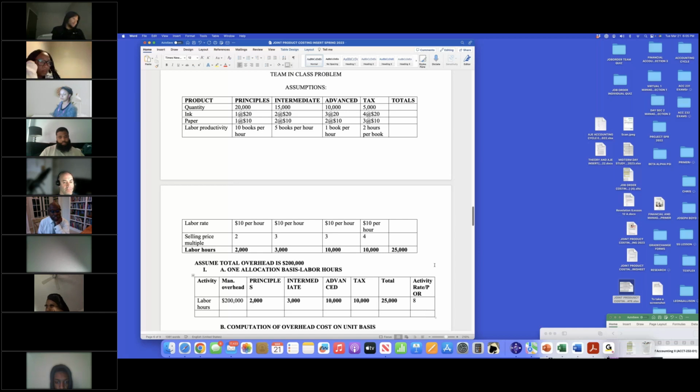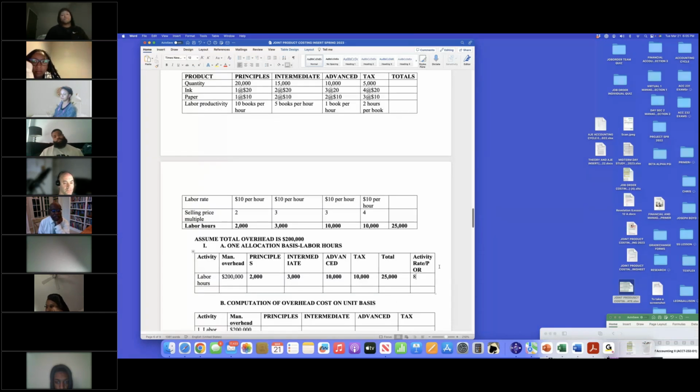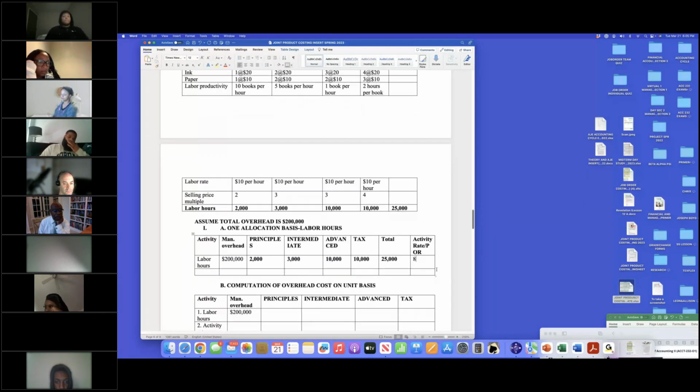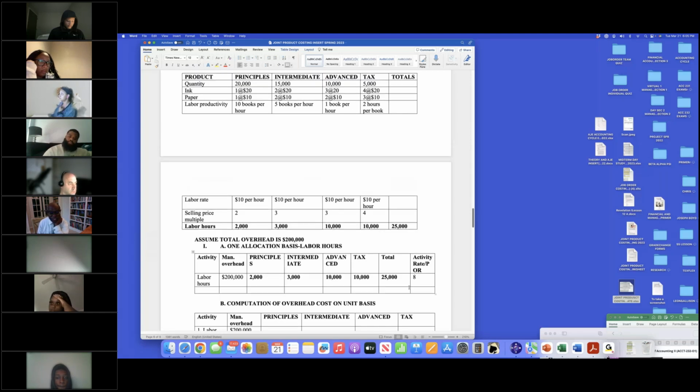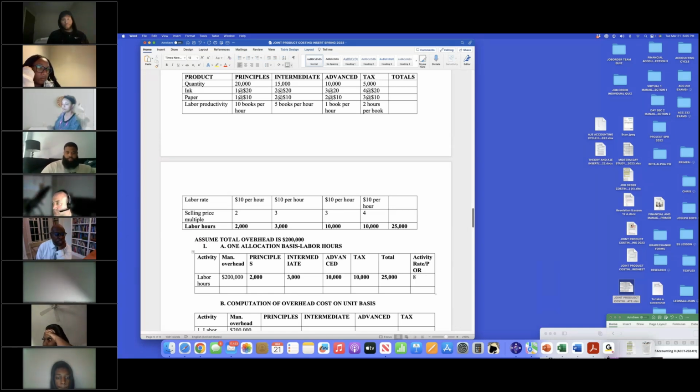So all you do to get your activity rate, you add up all of these hours, then you divide it into the overhead. Is that clear by everyone? So everybody's got to do this. You said by the overhead? Yep, 200,000. Overhead was 200,000. That's assumed total overhead is 200,000. We got that assumption.